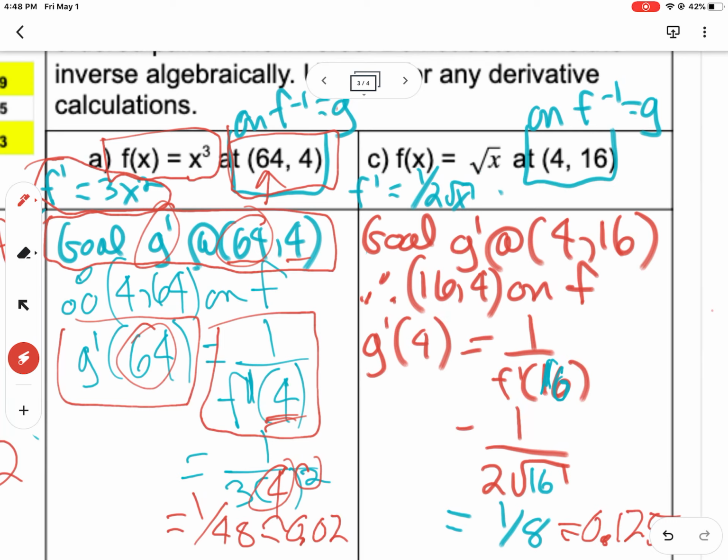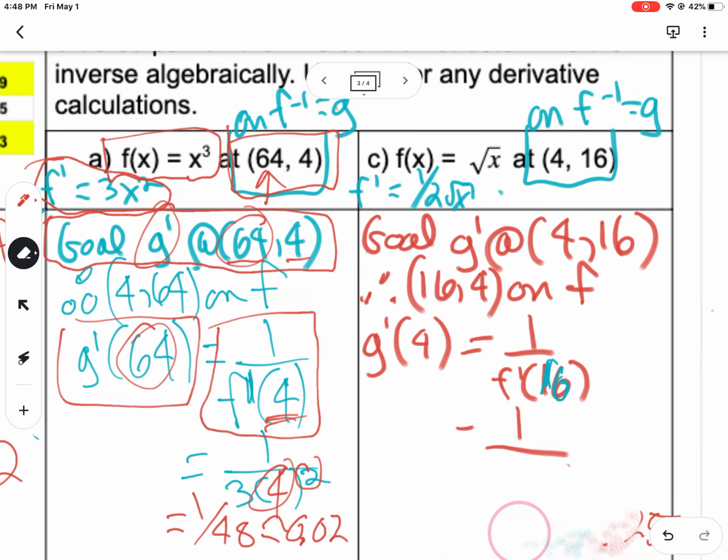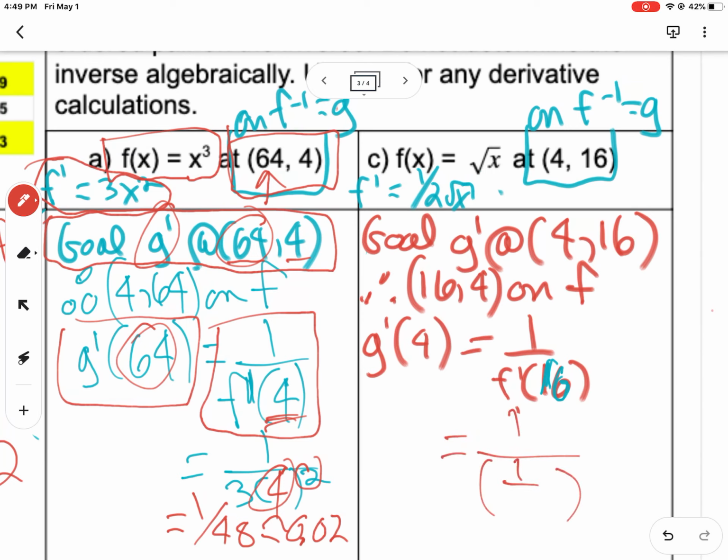I'm going to just quickly erase that. There's part of that that's right, but part of it that's not right. So let's think about this for a second. So it's 1 over, and then the derivative is 1 over 2 root x. Well, in this case, x is 16. So what is the square root of 16? Well, it's 4. Times 2 is 8.